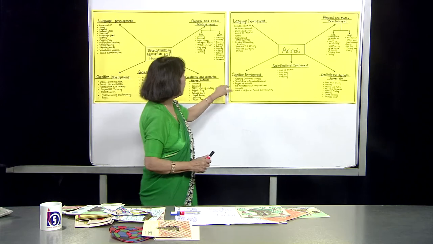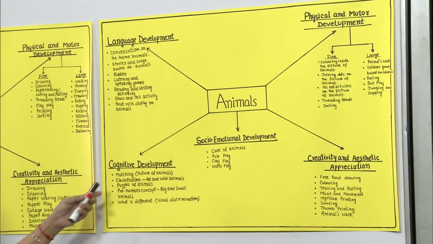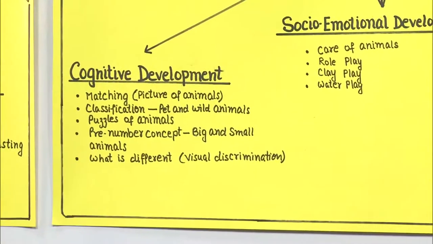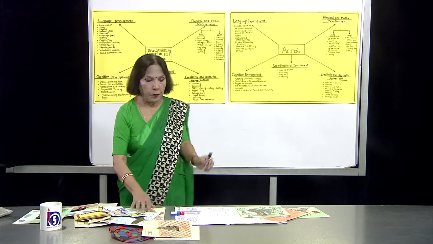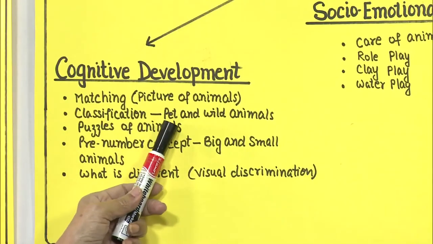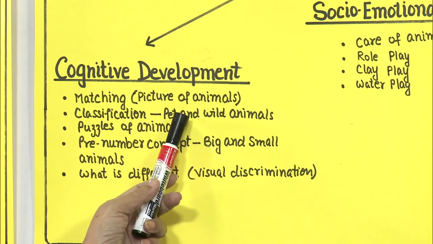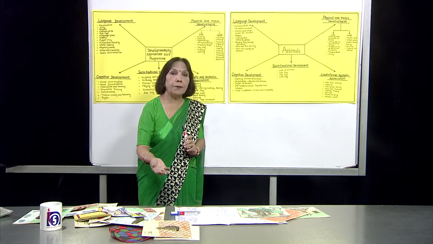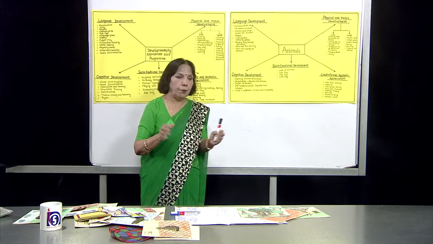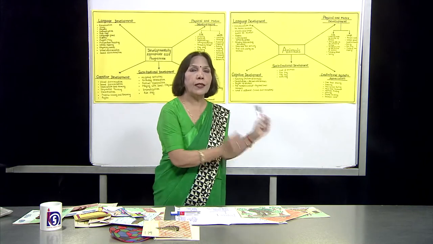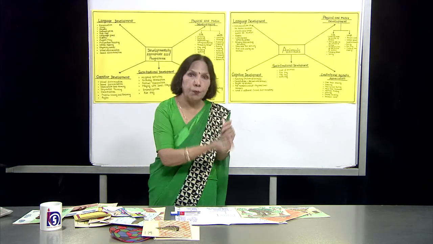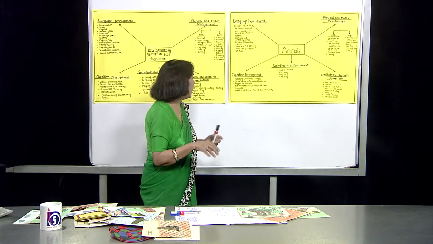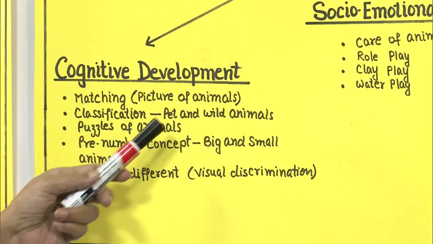Okay, and then comes cognitive development, matching, picture matching. We can ask them to match the picture. Okay, then classification, pet and wild animals. You provide them the picture cards and ask them to classify. So maybe pet and wild animals, maybe milk-giving animals and not milk-giving animals. In this way, you can classify the animals.